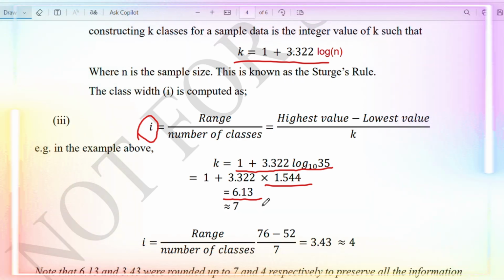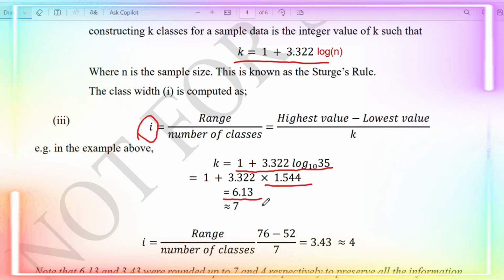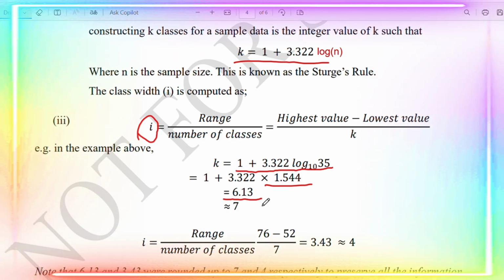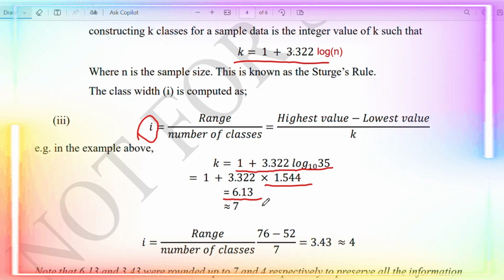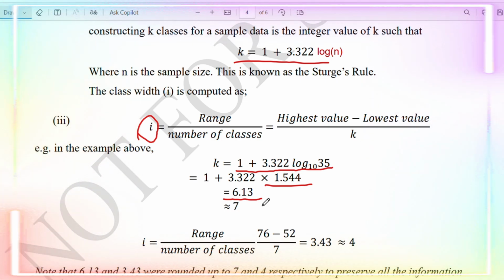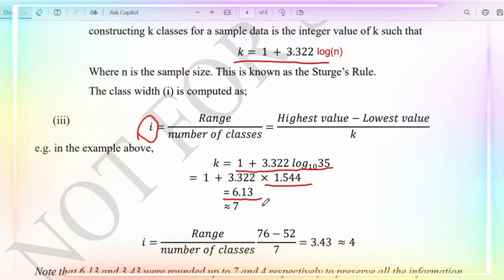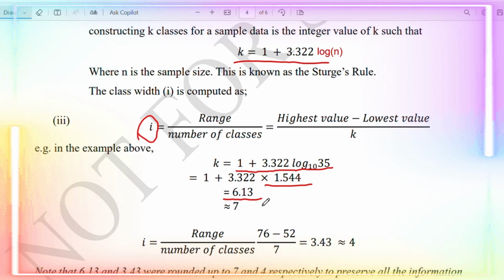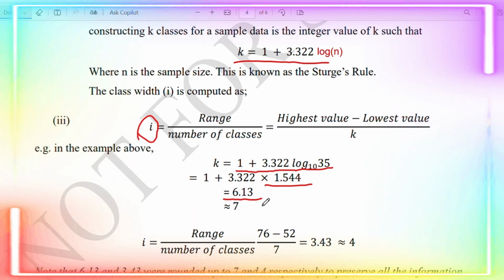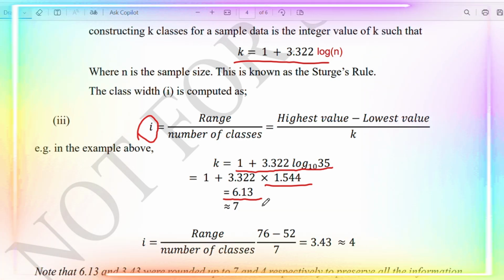Then I, in this case, will be the range. Range is 76 minus 52, then divided by 7, which we are using now, and that will be 3.43. Like I said, we are using 4. We say that this is approximately equal to 4. So yes, 3.4 should be approximately 3.